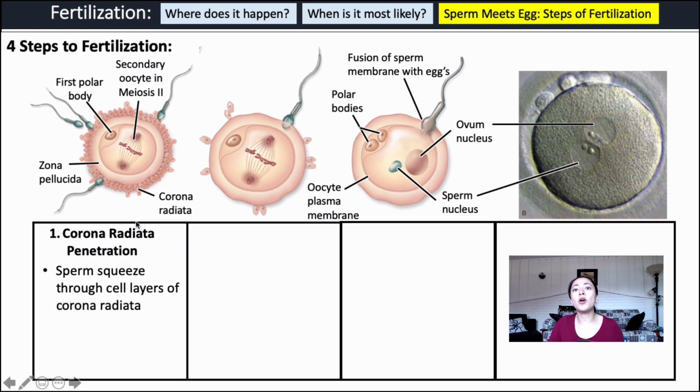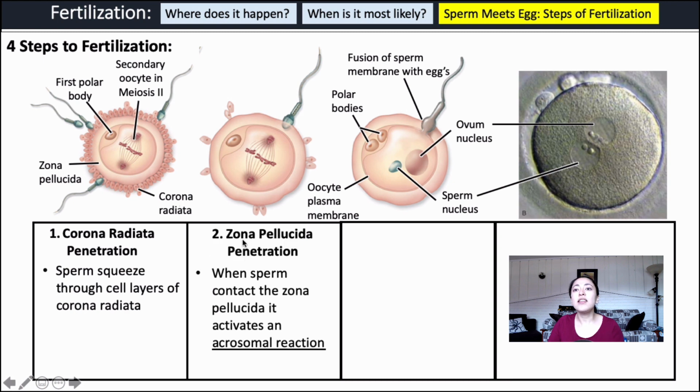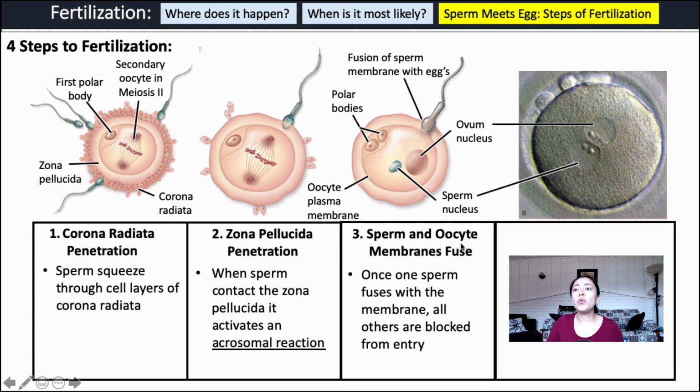So after the sperm penetrate the corona radiata, next we have zona pellucida penetration. So remember, the zona pellucida is this gel-like barrier around the egg. And so when the sperm contact the zona pellucida, it will activate the acrosomal reaction where they'll release their digestive enzymes. After the sperm have made it through the zona pellucida, then we'll have one sperm that will fuse with the membrane of the oocyte.